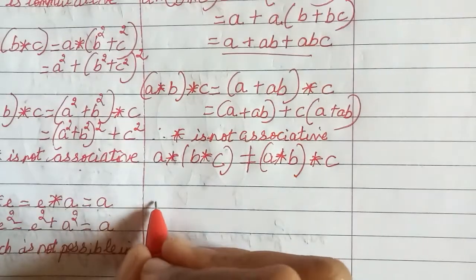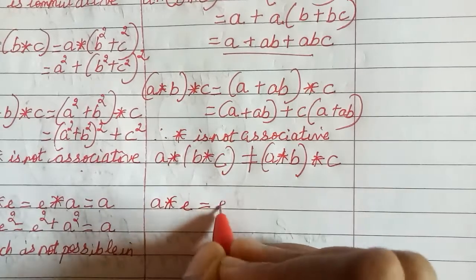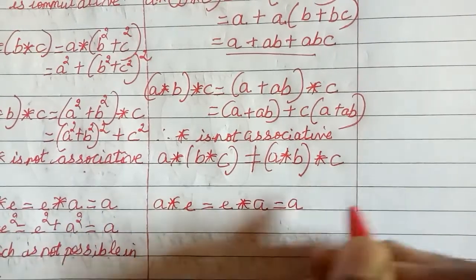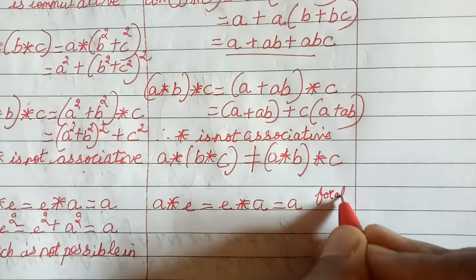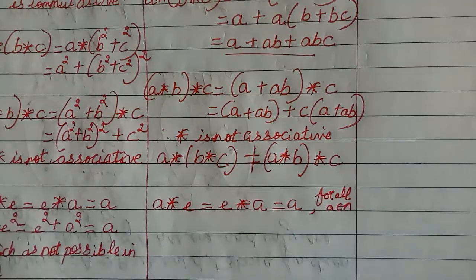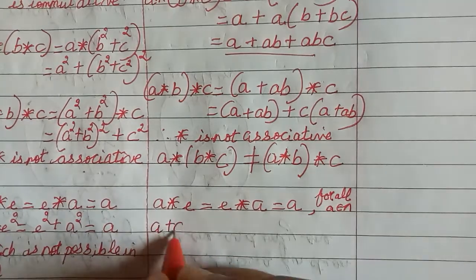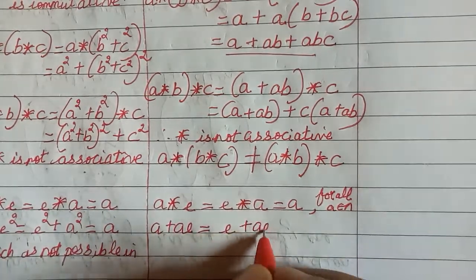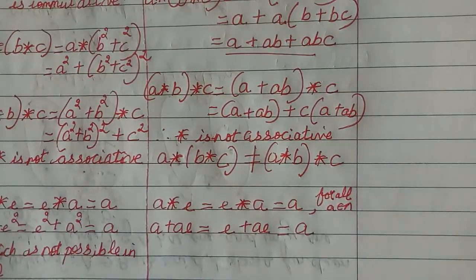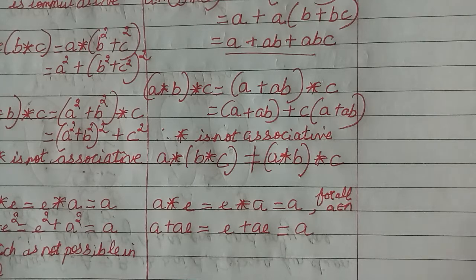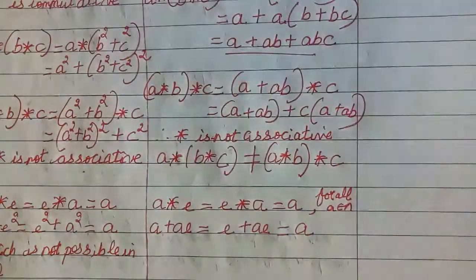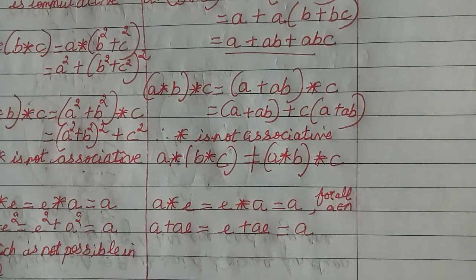Coming to the third one, identity element. A star E should be the same as E star A, which should be the same as A, for all A belonging to the set, if there exists E. So by definition, what will it be, children? A plus AE is equal to E plus AE, which should be equal to A. Is it true, children? Can this happen? No, this cannot happen. That's why it will not have an identity element. Again the reason is it is in the set of rational numbers and this is not at all possible.